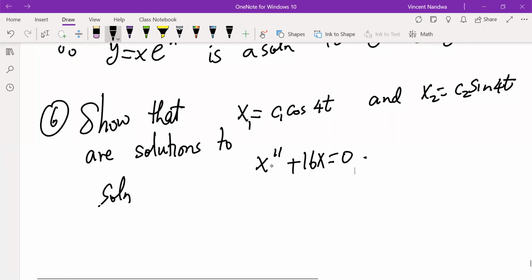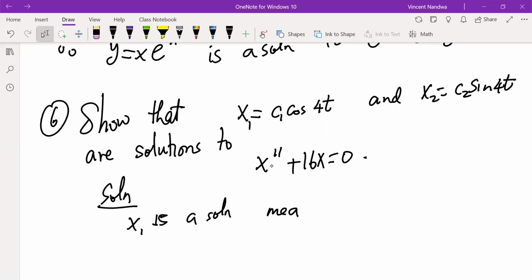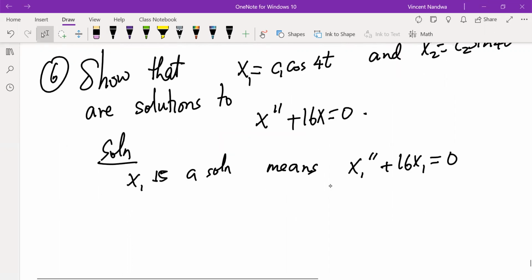Now, solution. x1 is a solution means x1 double prime plus 16x1 should be 0. We check that this is true.